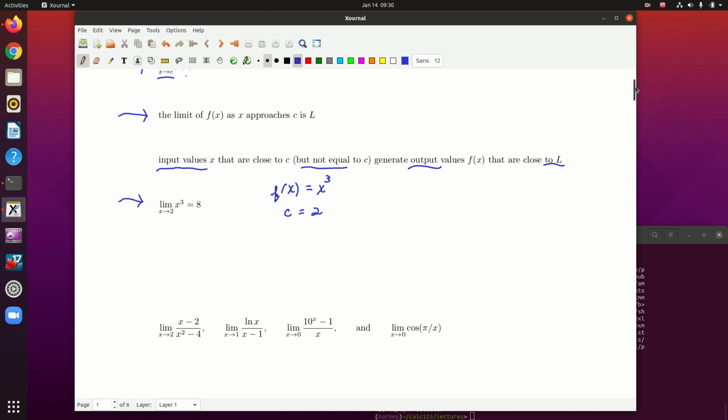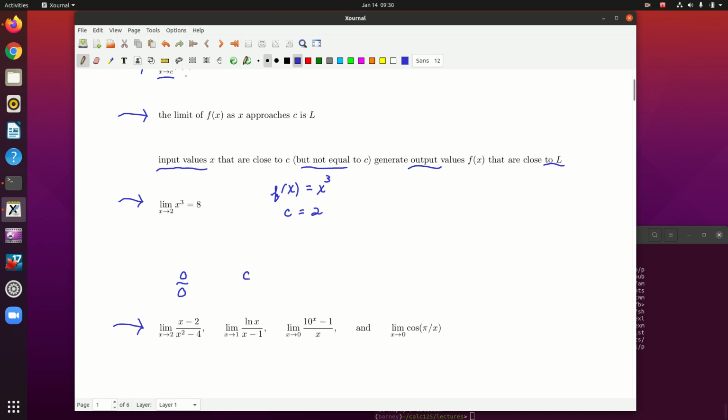So here are some other examples where things are not quite so easy. For instance, for this first one, if you try putting in 2, you get 2 minus 2, which is 0, over 4 minus 4, which is 0. You get 0 over 0, and that is a meaningless ratio. It means absolutely nothing.